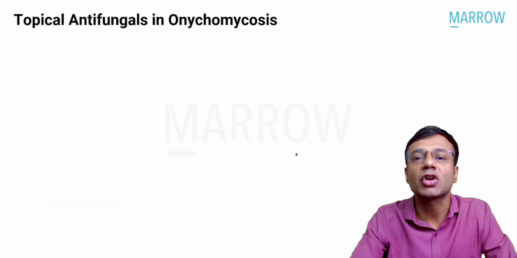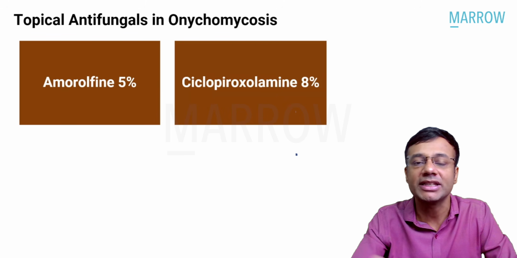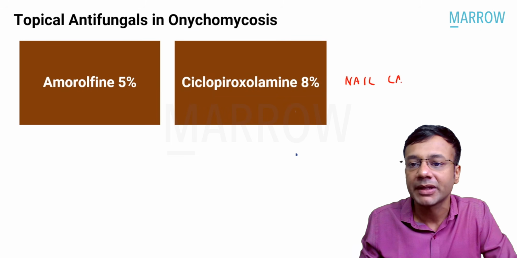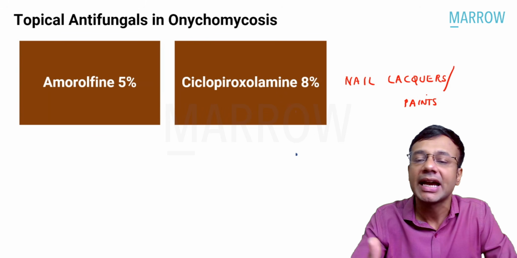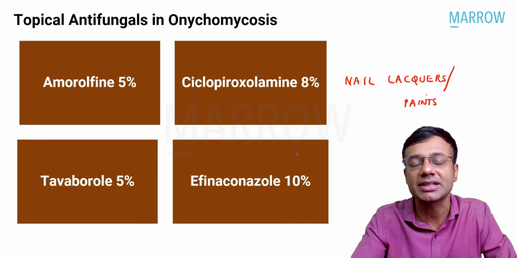Let us now look at some topical antifungals in onychomycosis. First, we have 5% amorolfine, 8% ciclopirox olamine. So these two drugs are available as nail lacquers. This is a form of new drug delivery system where nail lacquers or nail paints are used. This helps in sustained drug release. And apart from this, we have tavaborole in 5% and efinaconazole, which is 10% solution. So these are some important drugs we need to remember for future in onychomycosis.